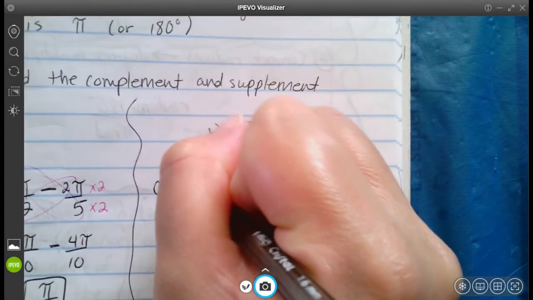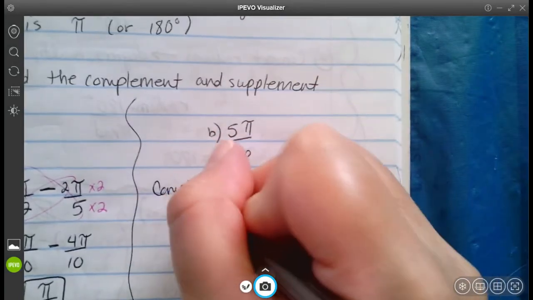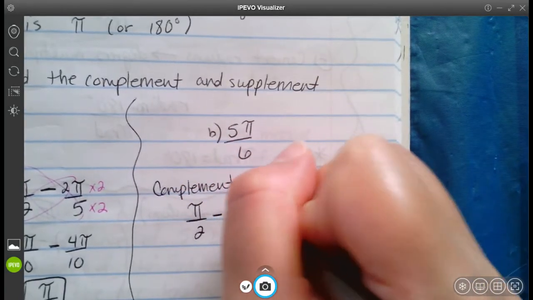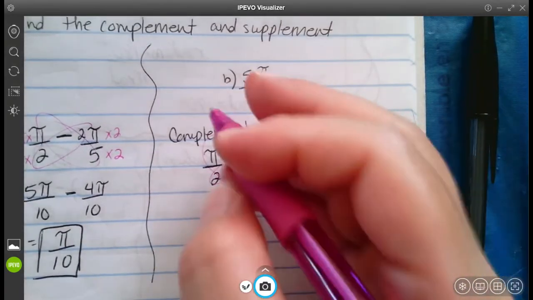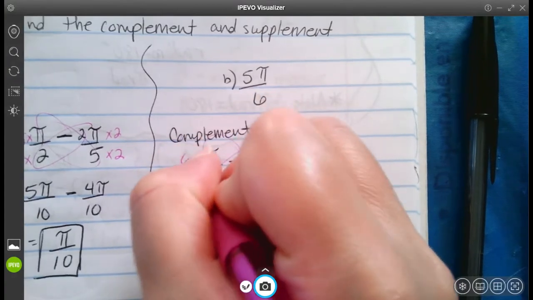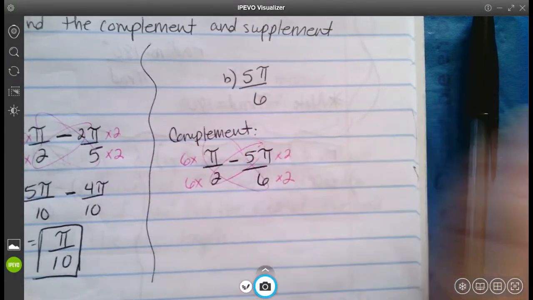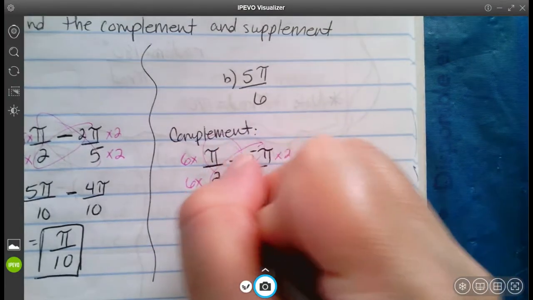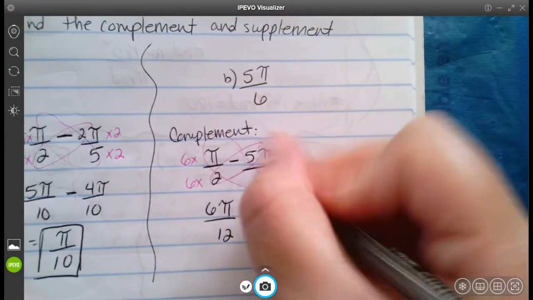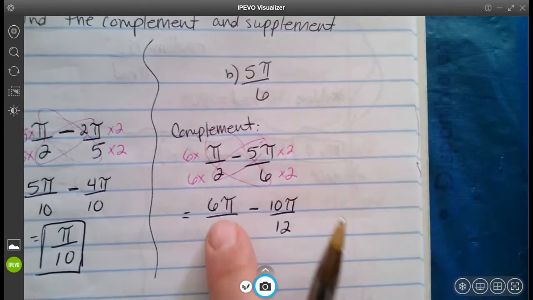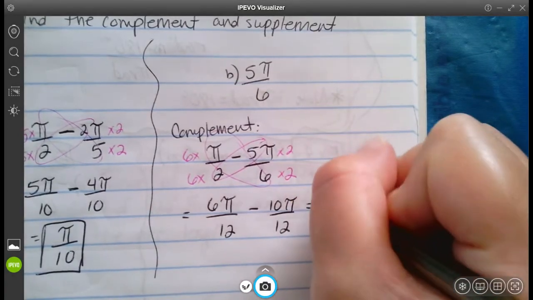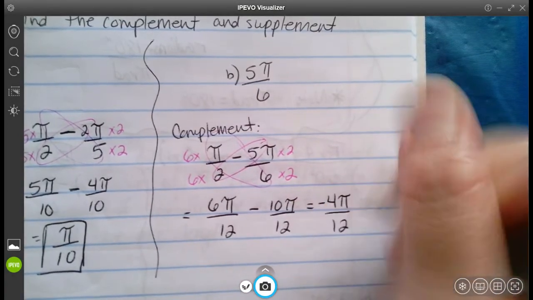Okay, second problem. 5 pi over 6. So let's find the complement. The same way, we're going to do pi halves minus 5 pi over 6. Okay, so just like we did before, we're going to do our little butterfly. Do this side times 6 and this side times 2, which is going to give us 6 pi over 12 minus 10 pi over 12. 6 pi minus 10 pi is negative 4 pi 12ths.